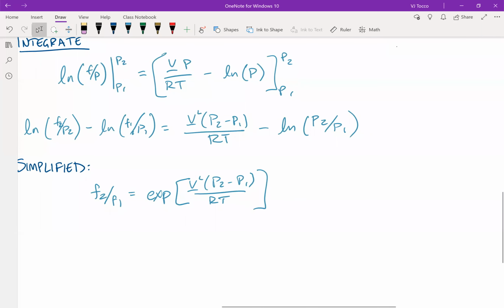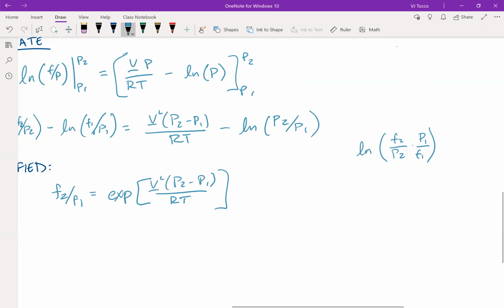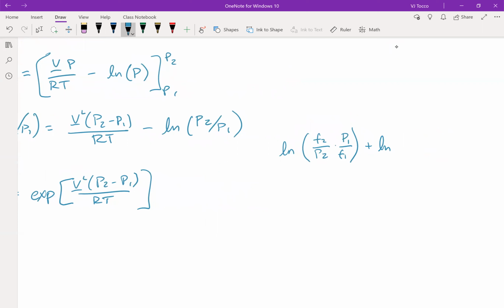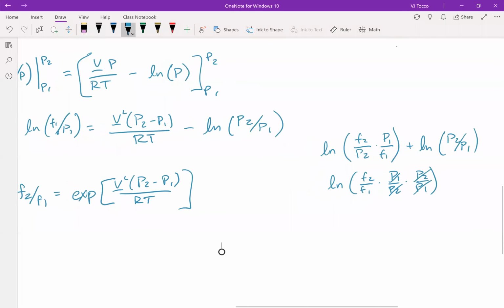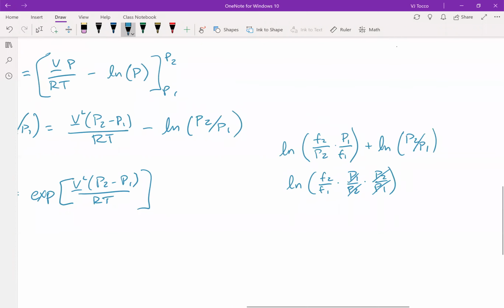Just to show you the intermediate step, the left-hand side simplifies to ln of f2 over P2 times P1 over f1. And then because I put this on the other side, I'm going to say plus ln of P2 over P1. And now I can multiply these things together. So it's ln of f2 over f1 times P1 over P2 times P2 over P1. And the P1s cancel, P2s cancel. I'm left with ln of f2 over f1 on the left-hand side, which is where this came from.